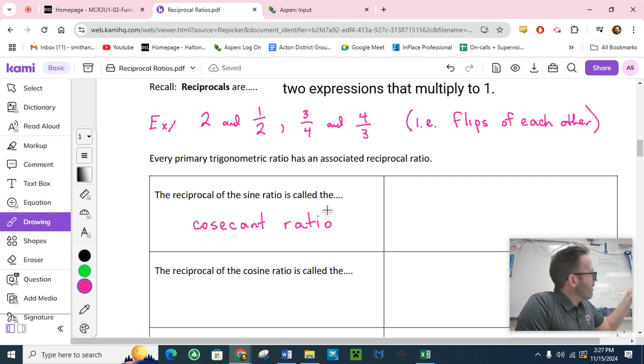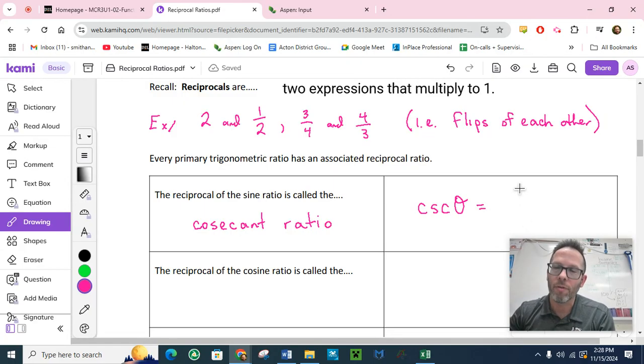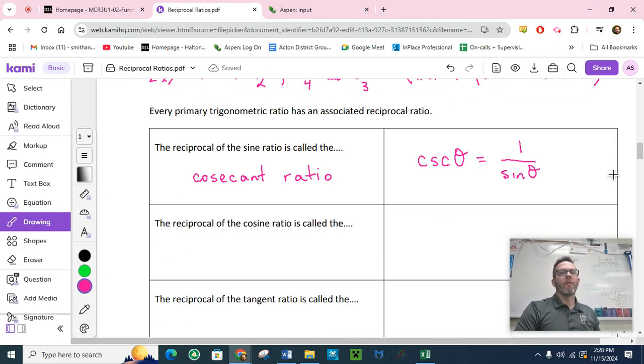And just like sine is 4 letters, but we shortened it to 3 letters, S-I-N, we shortened cosecant in the following way. We use the 3 letters C-S-C. The cosecant of an angle theta is the reciprocal of the sine of theta. It's just the flip of sine theta. It's 1 divided by sine theta. And in the same way, cosine has one and tangent has one. The reciprocal of the cosine ratio is called the secant ratio.